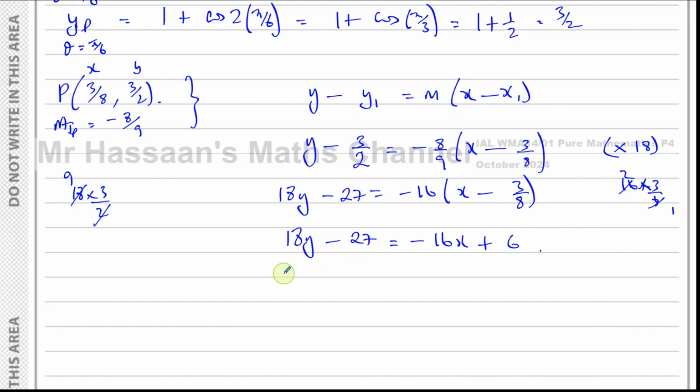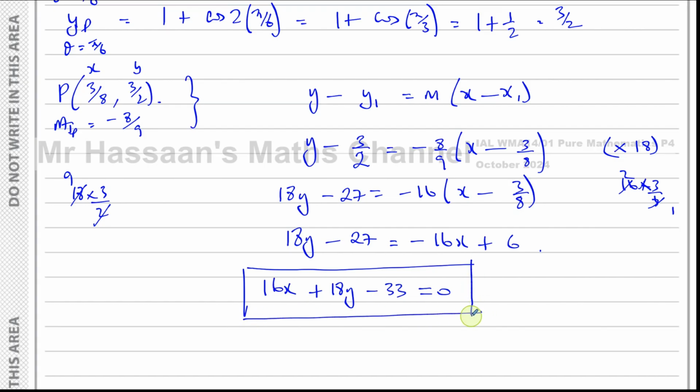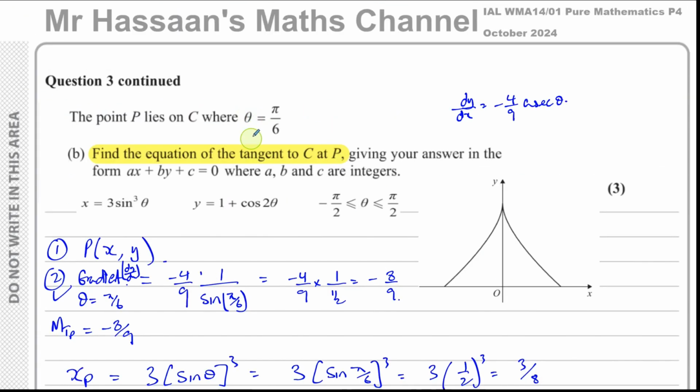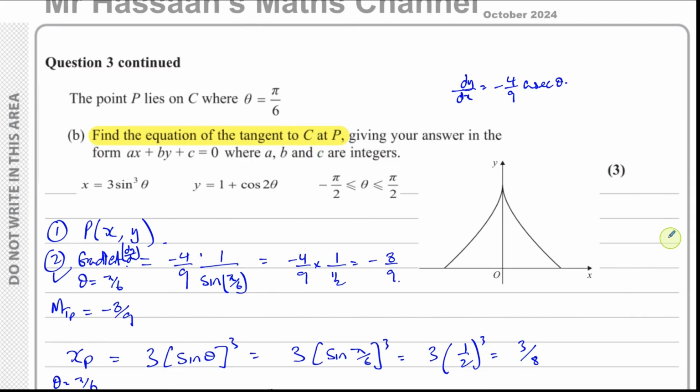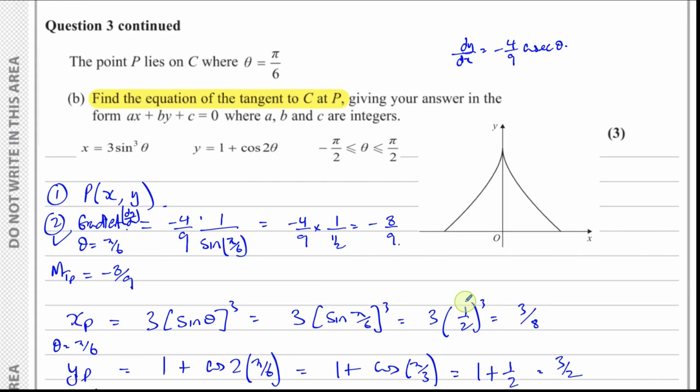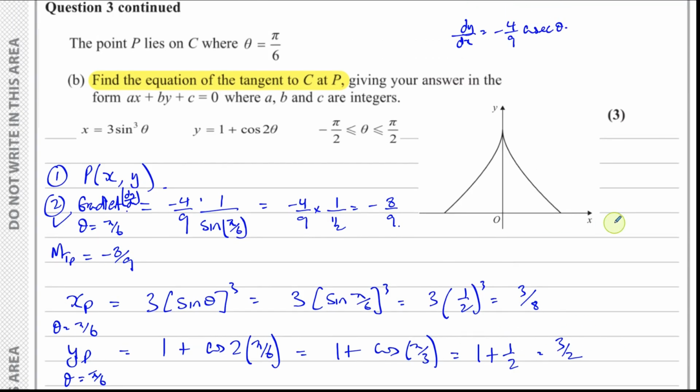Okay, so we can now write it in the form wanted. Add 16x to both sides. So I have 16x plus 18y minus 27 minus 6 is minus 33 equals 0. So that is the equation of the normal to this curve at the point. Oh, sorry, the tangent to the curve at the point P. Okay, so point P is somewhere on this side here, on the positive side, because remember it was 3 over 8 for x and 3 over 2 for y. So it's somewhere over here.